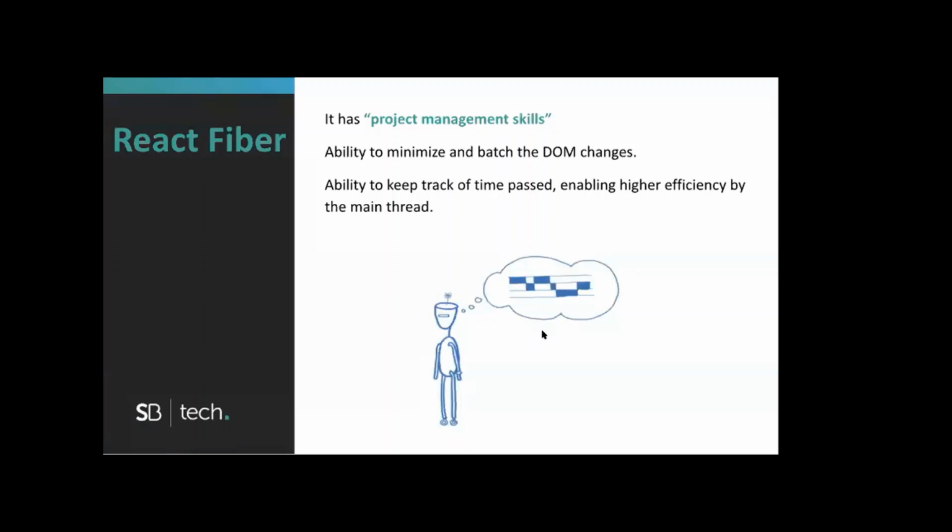So what is Fiber? Fiber has project management skills. It has an ability to minimize and batch the DOM changes. It also has an ability to keep track of time, enabling higher efficiency of the main thread. It works like what project management actually does: it will give a certain task to one person rather than giving multiple tasks to one person. As we have one thread, we need to find an efficient way to manipulate the thread. That is what Fiber does.